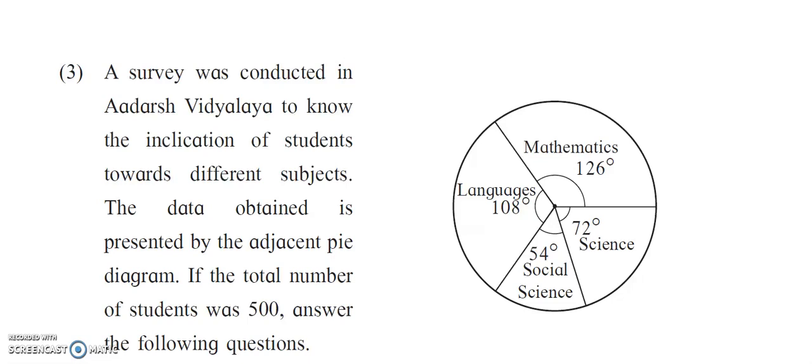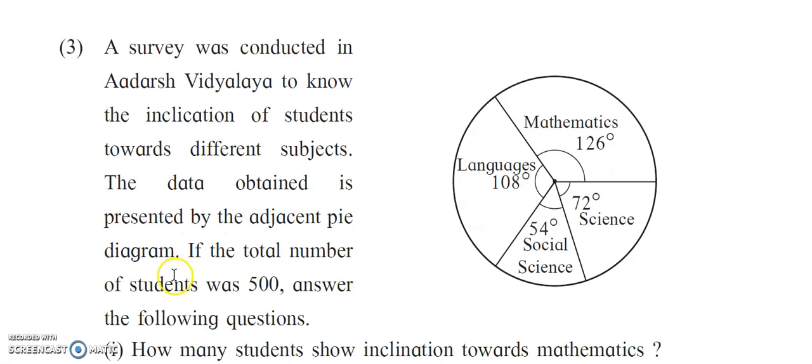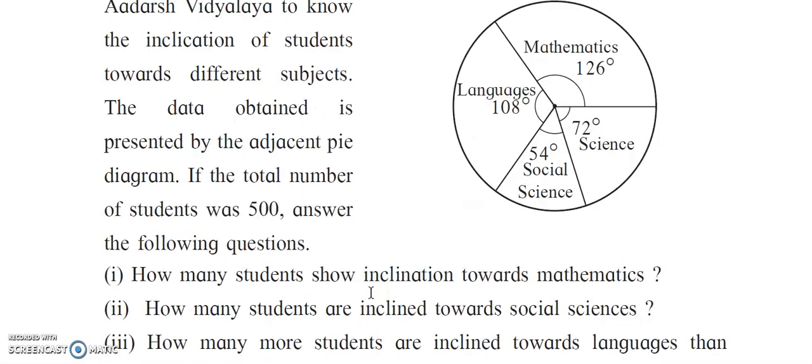A survey was conducted in Adarsh Vidyalaya to know the inclination of the students towards different objects. The data obtained is presented by the adjacent pie diagram. If the total number of students was 500, answer the following questions. How many students show the inclination towards mathematics? How many students are inclined towards the social sciences? How many more students are inclined towards the languages than the science?